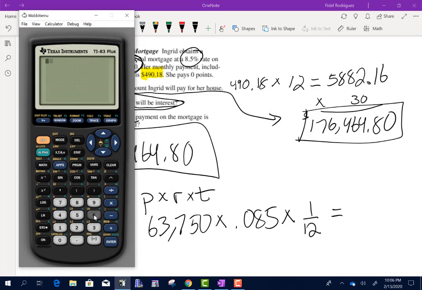The first payment. So I'm going to grab my calculator right here, and we move this over a little bit, clear it out. So $63,750 times 0.085, okay? I'm just going to go like this, guys, times 1 and then divided by 12.